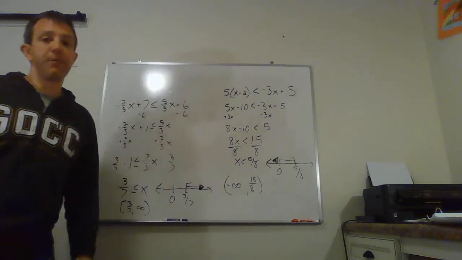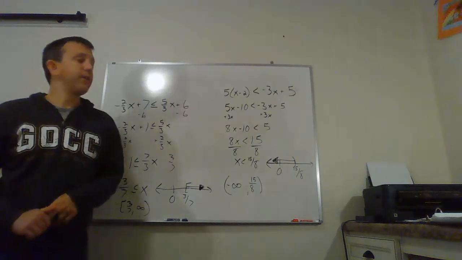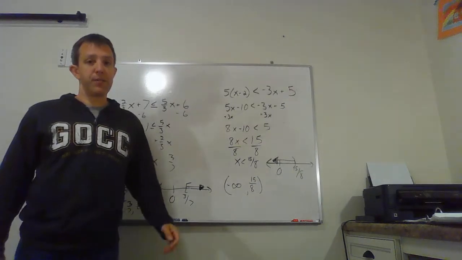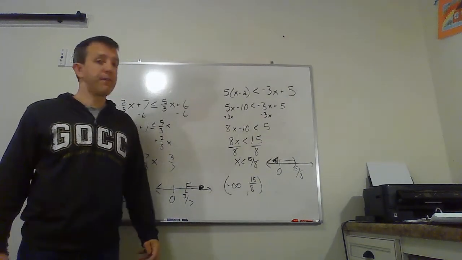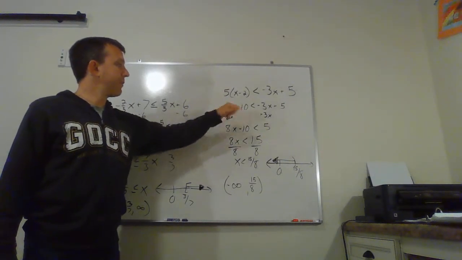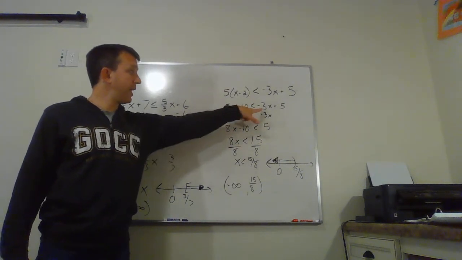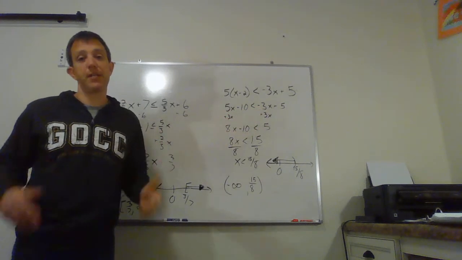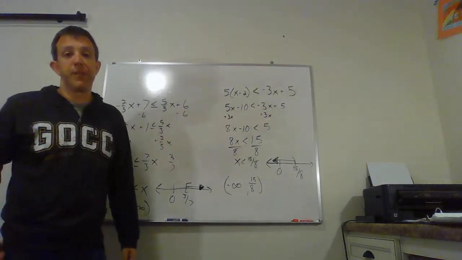For my second example, here we have some parentheses we have to deal with. We have 5 times x minus 2 is less than negative 3x plus 5. So I got rid of the parentheses, which gives us 5x minus 10. I chose this time to add the 3x to both sides. I like positive x's, so it makes things easier.